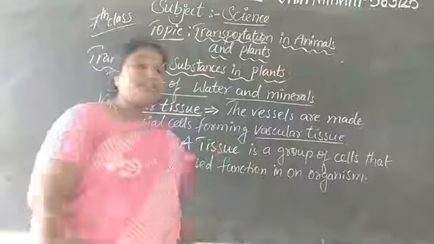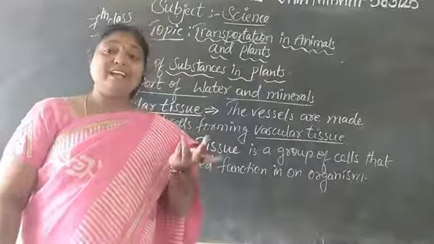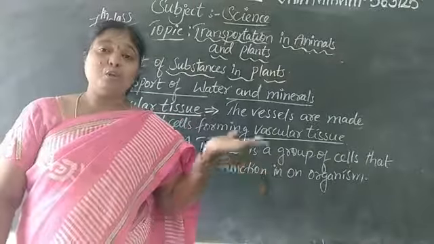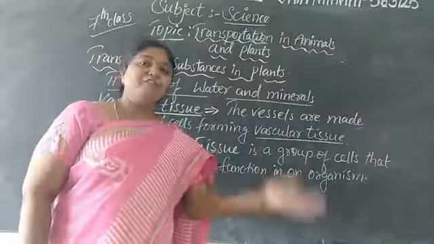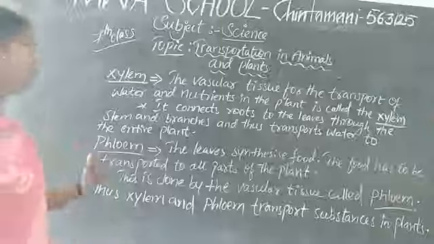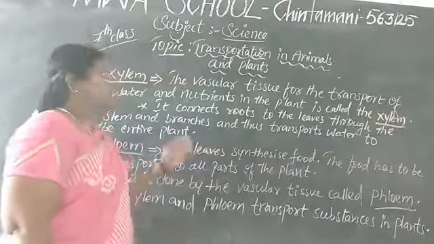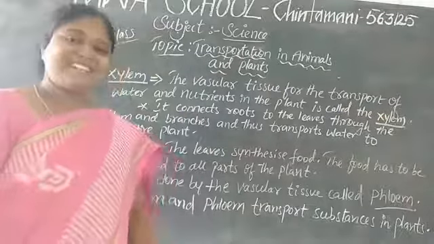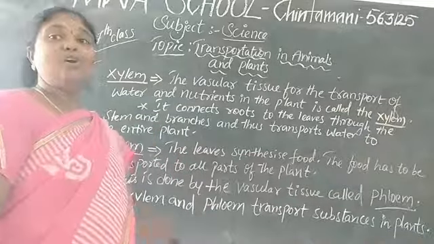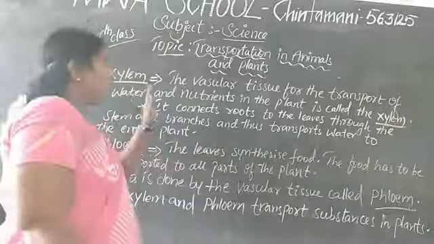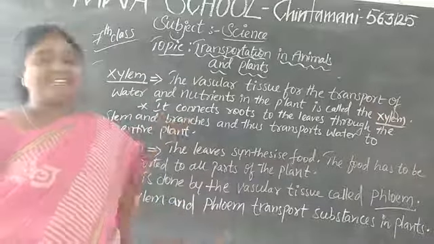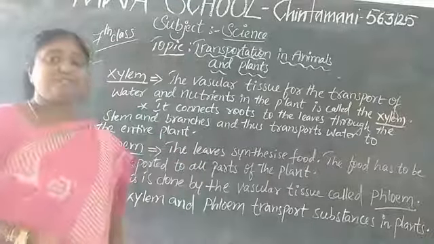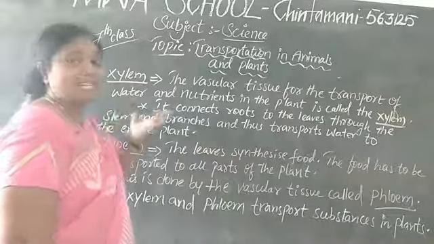In the vascular tissue we have two types: the xylem and the phloem. What do you mean by xylem? The vascular tissue for the transport of water and nutrition in plants is called the xylem.